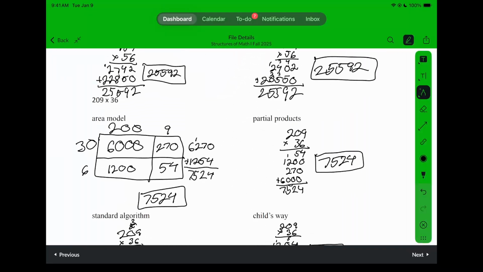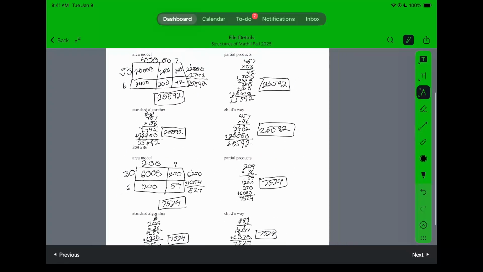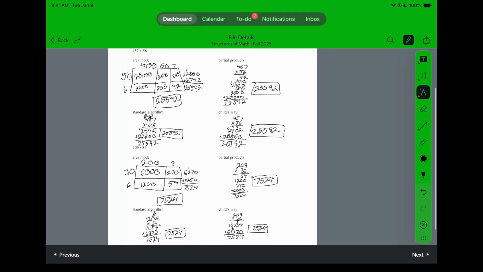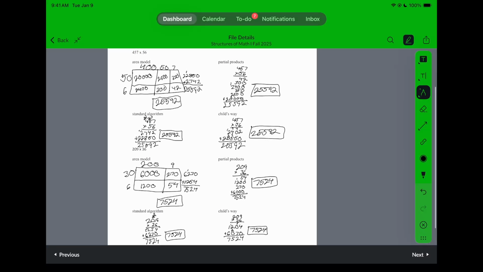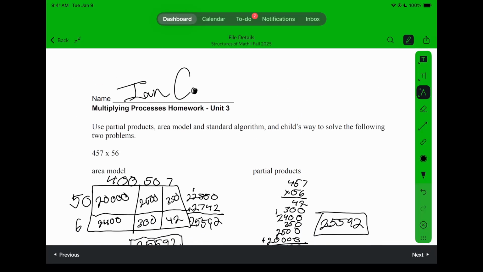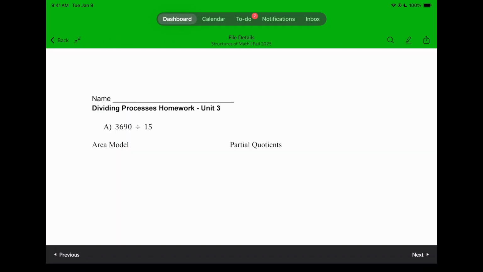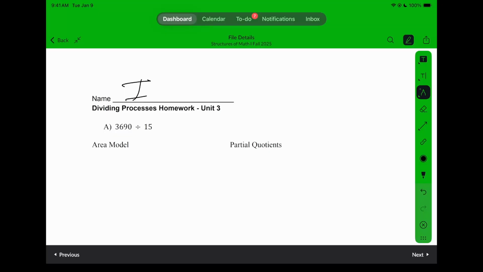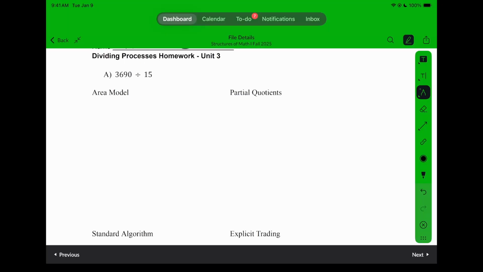Again, for reference, here is the whole sheet. And moving on to division processes. We're going to start with 3,690 divided by 15.